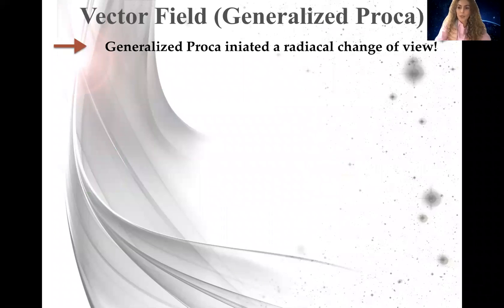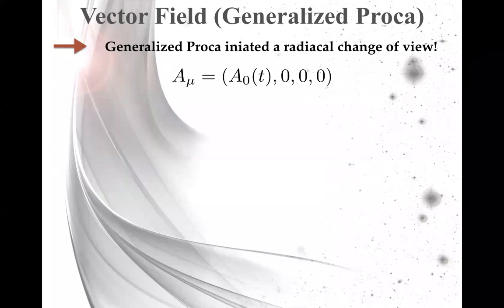But with this generalized Proca, this has initiated a radical change of view, because you can now have dark energy applications directly from this effective field theory, which is homogeneous and isotropic. Here, the field configuration, the way you realize the cosmological principle, is given here. Your vector field has only a time-dependent temporal component, which is not dynamical, but plays the role of an auxiliary field and gives rise to homogeneous and isotropic solutions.